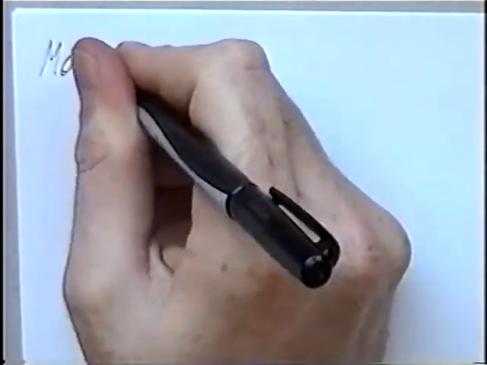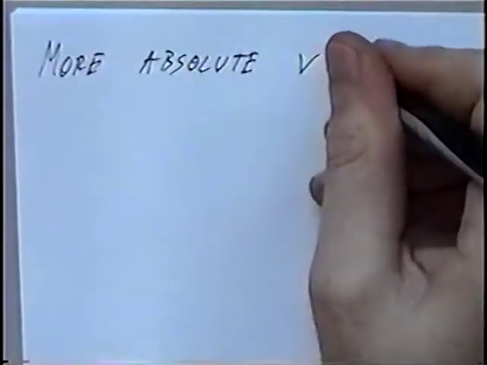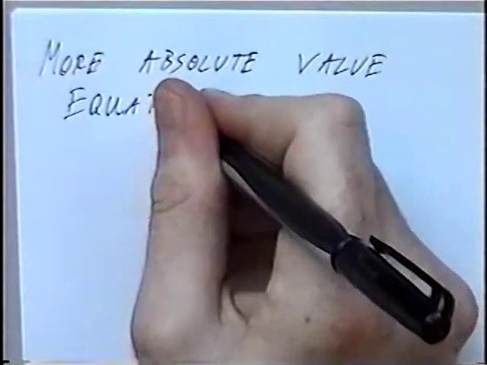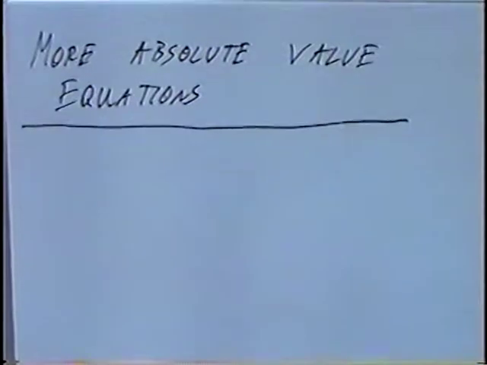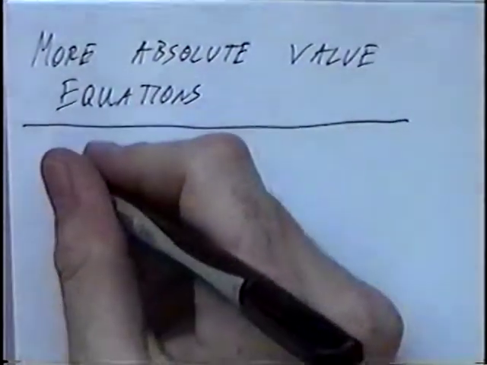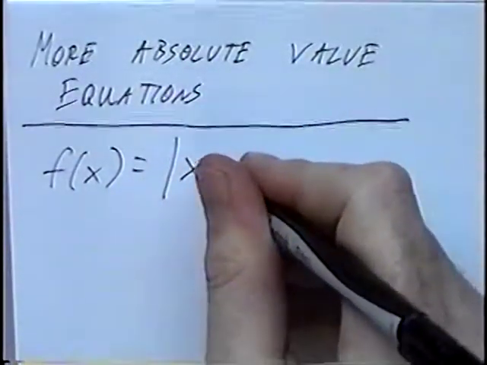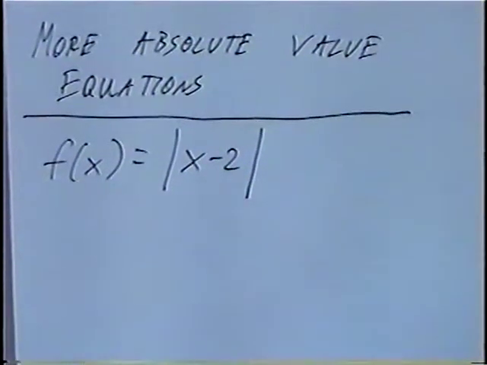Title of the last section of notes for today is More Absolute Value Equations. In this section, we'll continue to graph absolute value equations. First question is f of x equals the absolute value of x minus 2. For these graphs, we'll graph using a xy axis, but we'll be able to graph without using a t-chart.